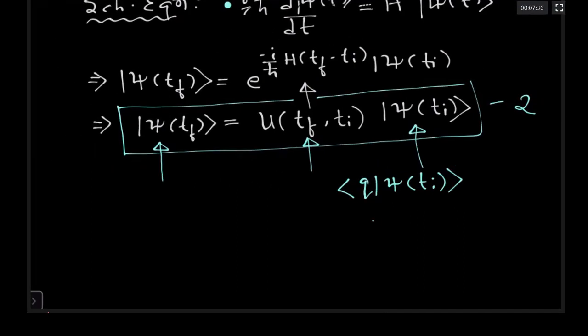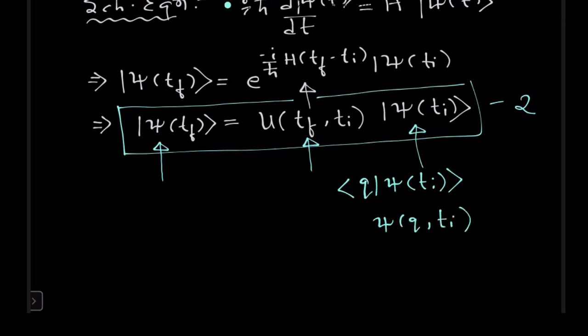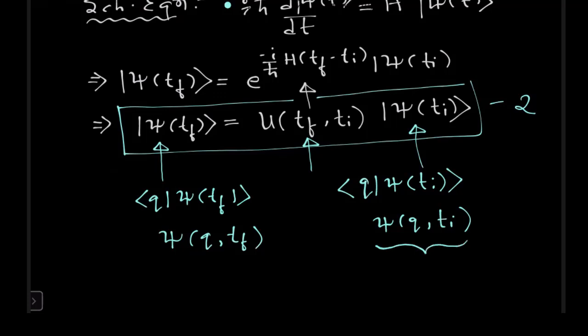So this is my wave function of the quantum particle at the initial time. Then I can also write this, which is psi of tf, the position representation of the wave function of the quantum particle at time tf. And what do you have now? From the above equation, you can infer that if you know the wave function of a quantum particle at time ti, you can say what is the wave function of the quantum particle at time tf.